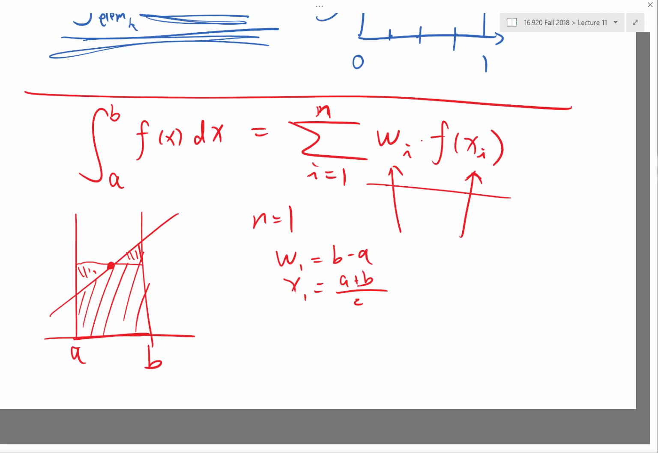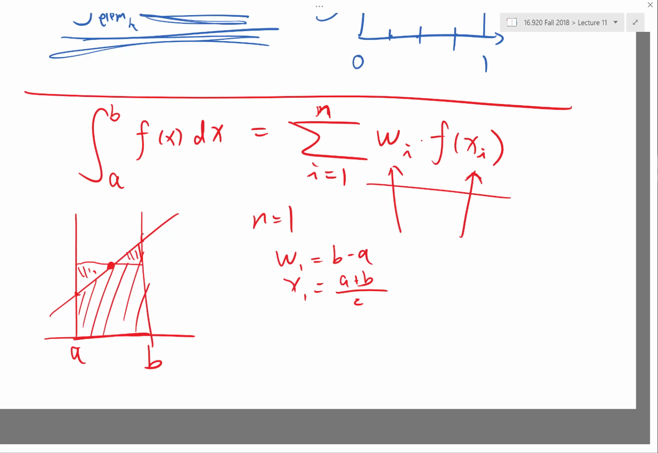An interesting observation is that with a single point, I actually can integrate a linear function exactly, which has 2 degrees of freedom. The linear function has 2 degrees of freedom because I can choose the value here and here independently. Now, with 2 points, if I have n equal to 2, what polynomial do you think I can integrate exactly? Second order, a quadratic? The interesting thing is more than that. I can integrate a third order polynomial exactly. Why do you think that's the case?